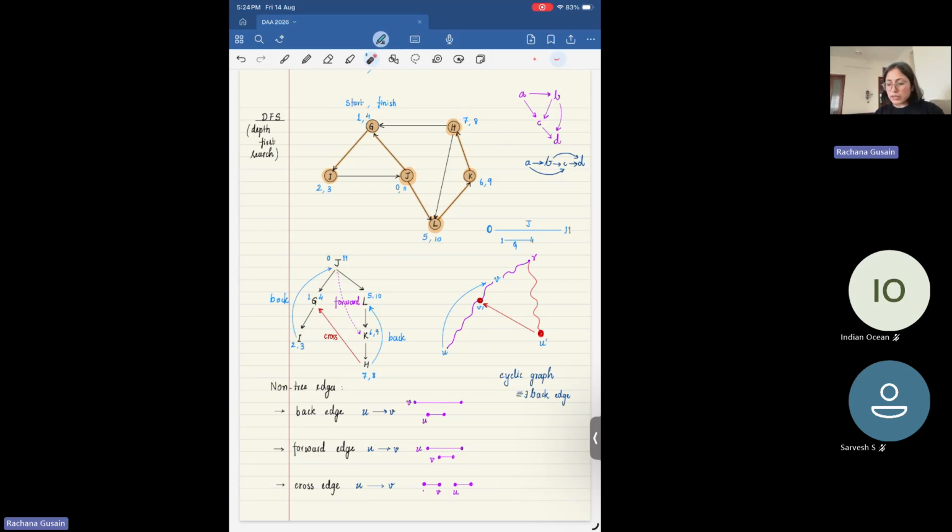And then I can run my DFS starting from I. When I start from I, again, if I see that there is one single DFS tree, it means that from I also there is a path to every other vertex, right? So I will do that with every vertex as the start vertex. And if for every vertex I get one single DFS tree, it means that the graph is strongly connected.